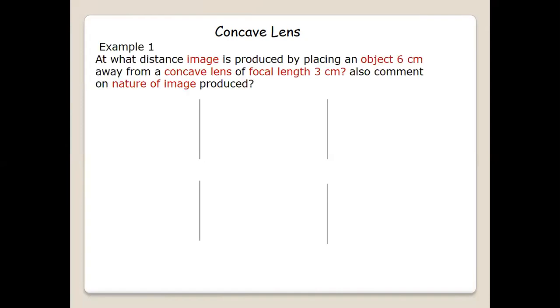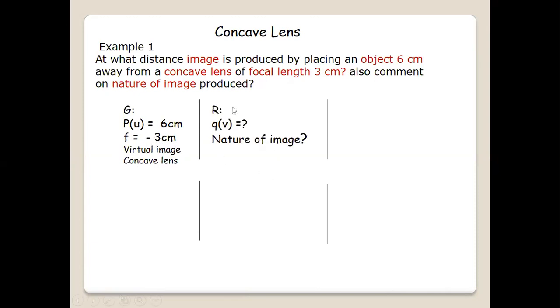So the numerical is: at what distance is the image produced, meaning the image distance needs to be found, by placing an object 6 centimeter away from a concave lens of focal length 3? Also comment on the nature of the image. Now you can see that p is equal to 6 and f is equal to 3. Why are we taking a minus sign here? Because from the sign convention we know that a concave lens always gives us a virtual image, so f must be taken with a negative sign. q is required, and we have to find the nature of the image, and the formula will remain the same.